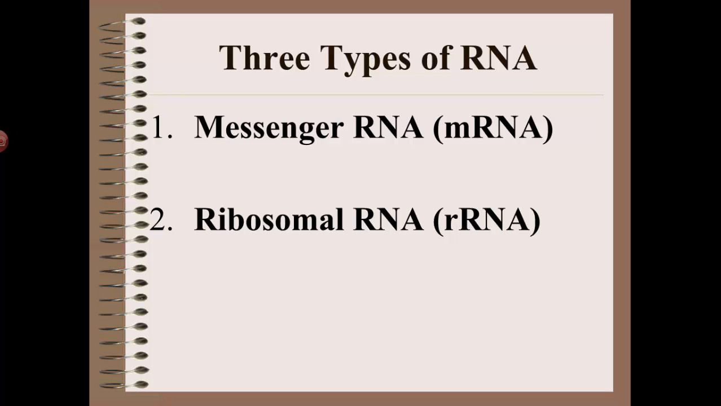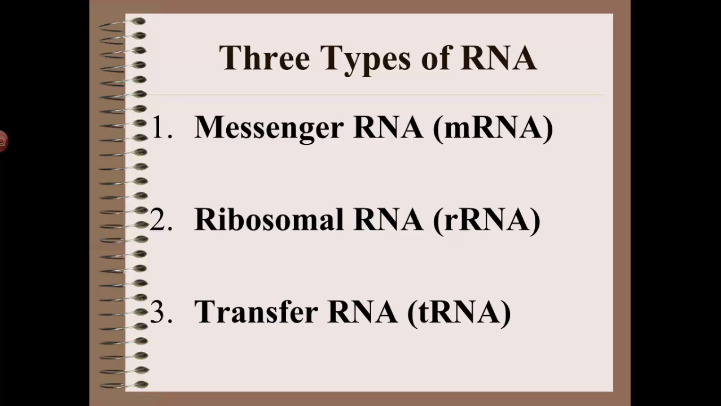This is the copied piece of information from the genes. We have ribosomal RNA, which is called rRNA. You see in that name the word ribosome. Well, ribosomal RNA is used to make up ribosomes. And we have transfer RNA, or tRNA. And we'll talk a little bit about that in a second.